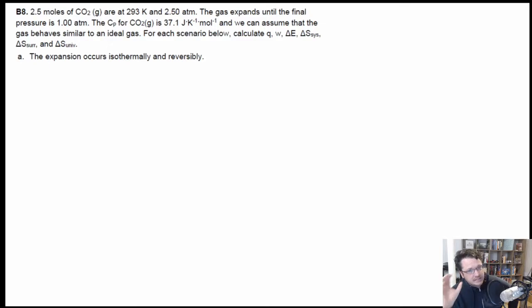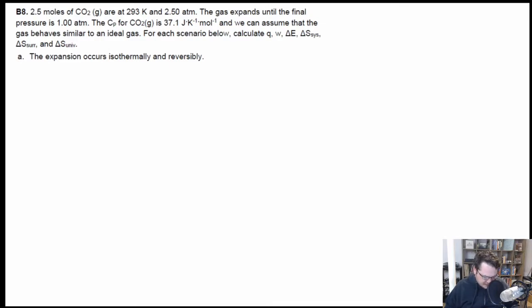Because of the different conditions, there are going to be different things that end up equaling zero or being equal to each other in those cases. My goal right now is to highlight what those things are, so that you guys know how to approach these problems.